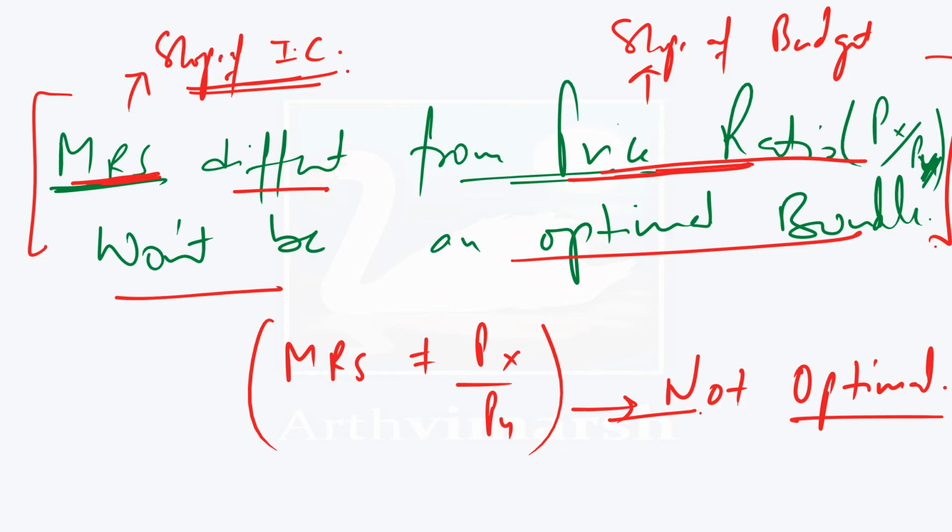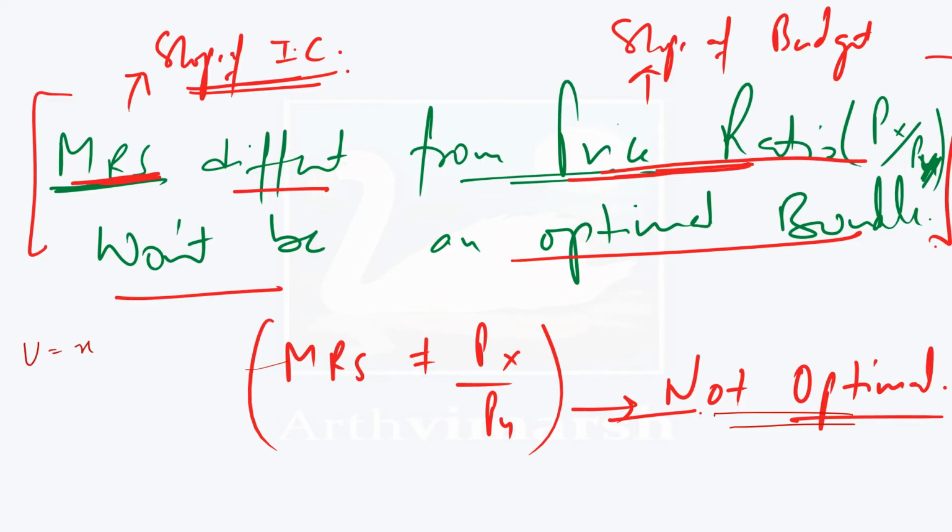And in case it's not going to be equal, then you can conclude that a particular combination is not optimal. So for instance, you are given a utility function and you are asked to check for the condition of optimality, where your optimal choice lies. So you can directly calculate the MRS from a given utility function.